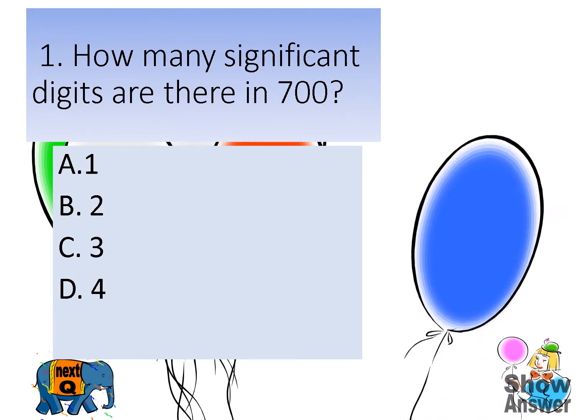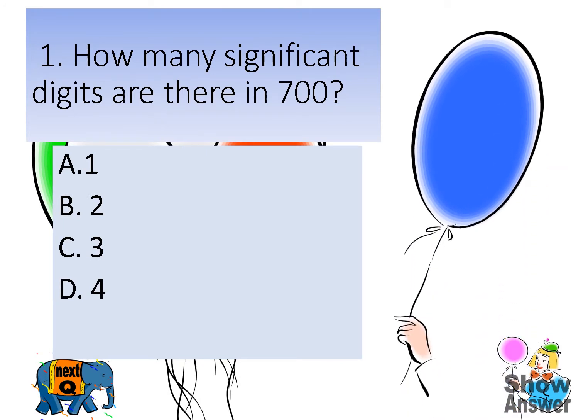Question is, how many significant digits are there in 700? Is it A, 1, B, 2, C, 3, D, 4? What do you think is the answer? Correct answer is letter A.